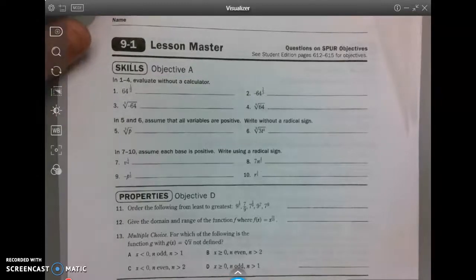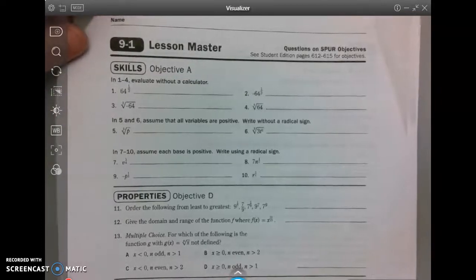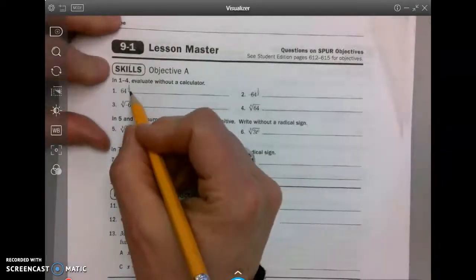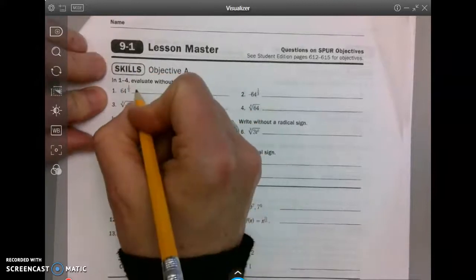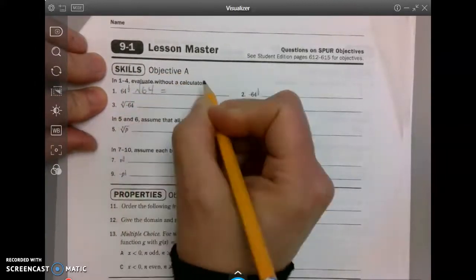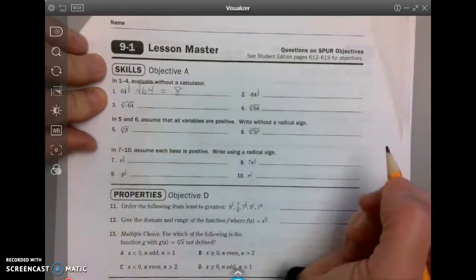Right, so we're going to go through the lesson master. Let's see. Evaluate, it says, without a calculator. 64 to the 1/2 means the square root of 64, which I know is 8.